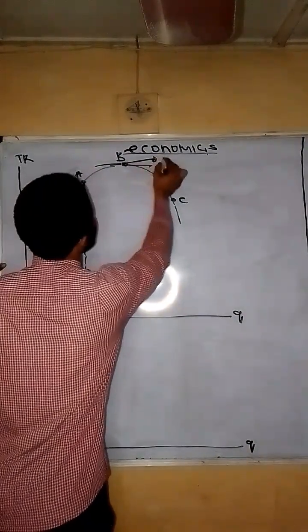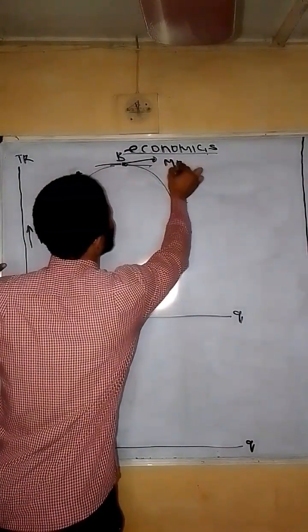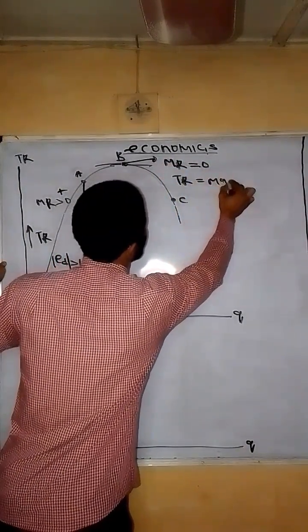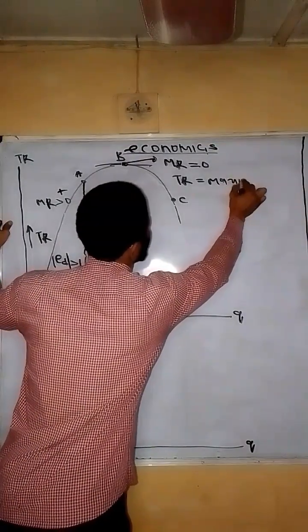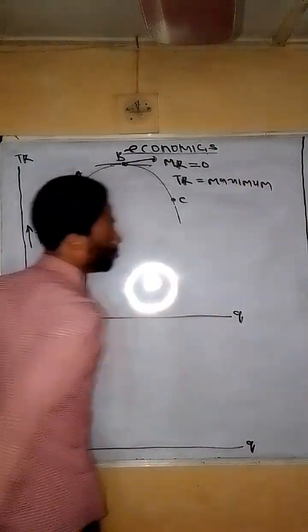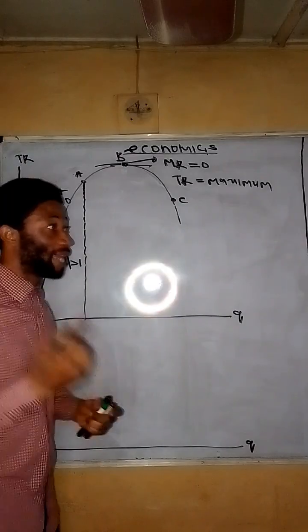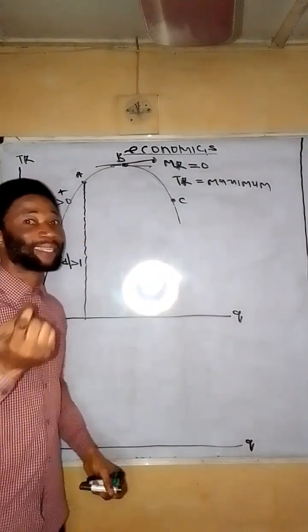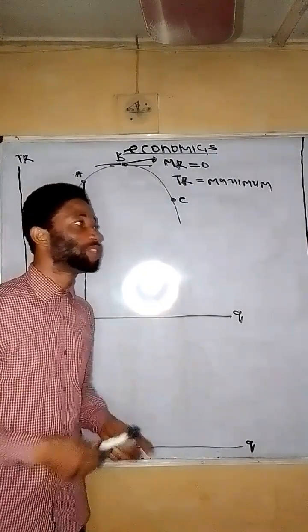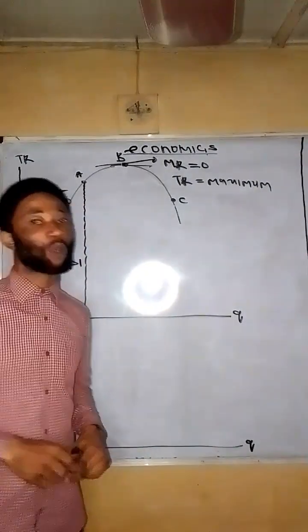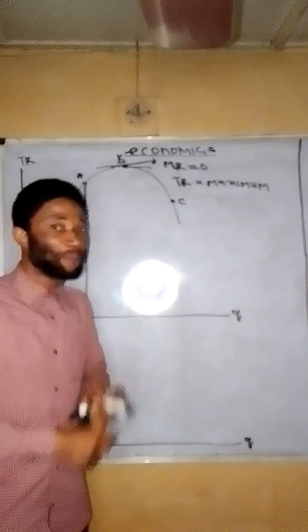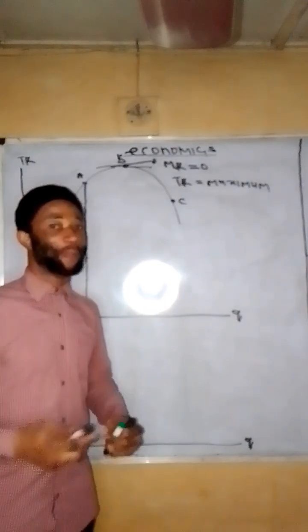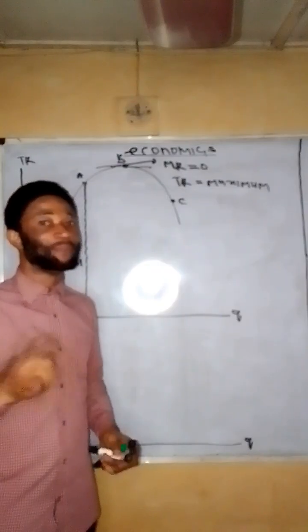At this point, marginal revenue is 0 and total revenue is maximum. Remember, like what I said before, this is the turning point of a curve. At the turning point, we have what is called critical values. Now, the critical values are the values of the turning point of that curve. These critical values can be minimum values, they can be maximum values, or they can be a point of inflection. It depends on the second derivative test we are carrying out.